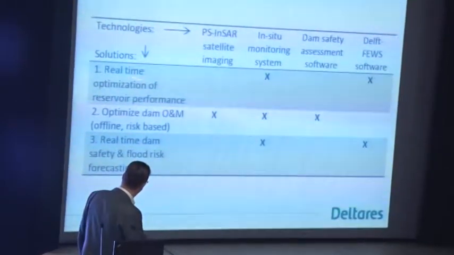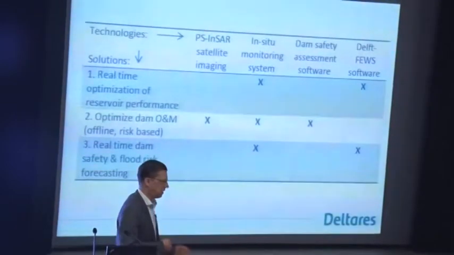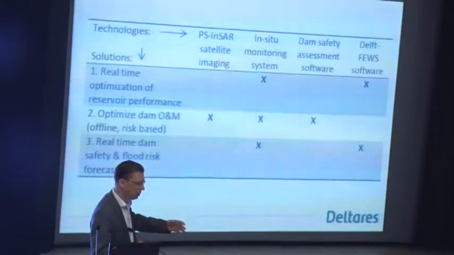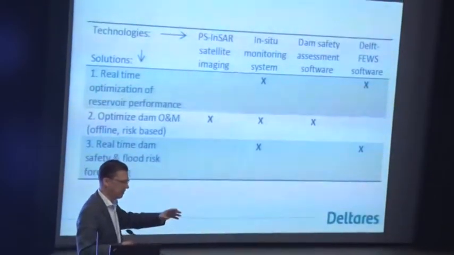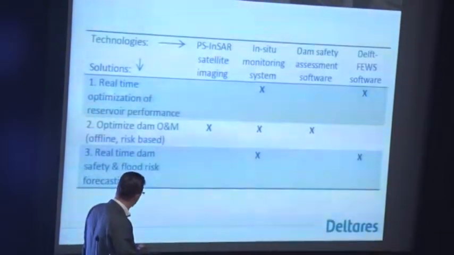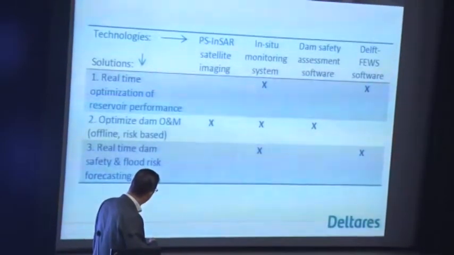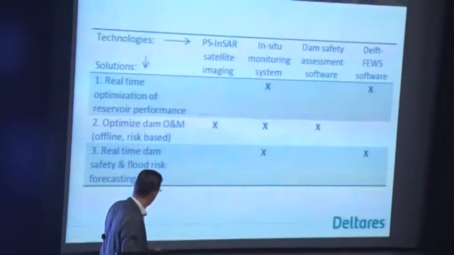So we want to achieve real-time optimization of the reservoir performance. So we can do forecasting of reservoir inflow. Of course, it's known what is going out of the reservoir, so we can forecast how much water is in the reservoir. And we use that to optimize the performance of the reservoir. These are the technologies we are going to use for that: monitoring and the FEWS software.